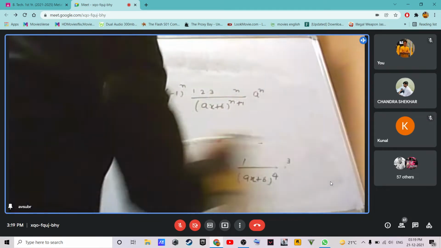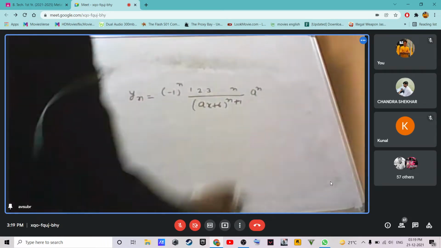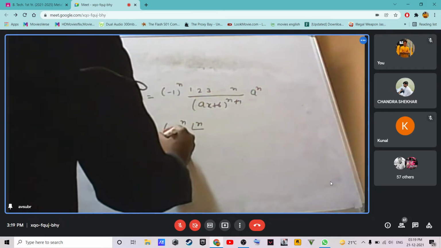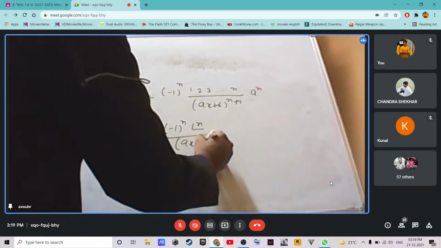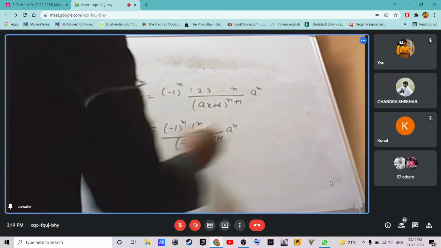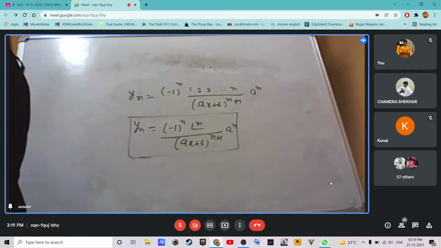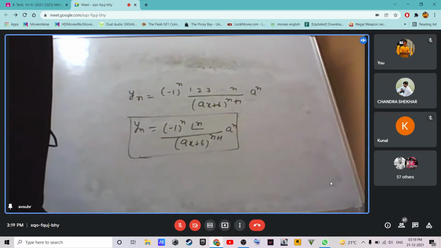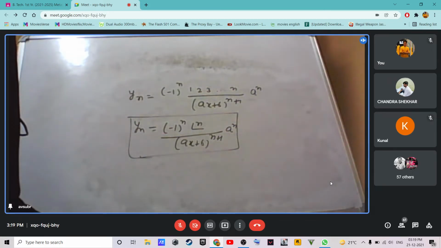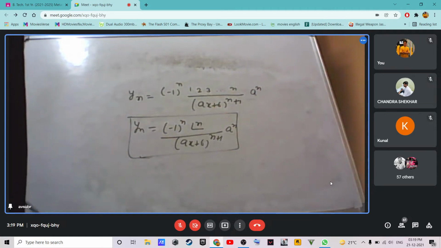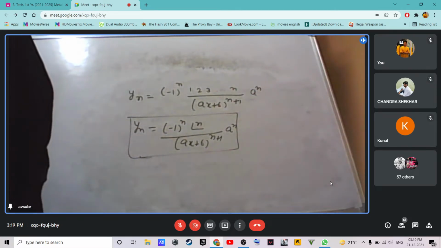So I can also write it like this: the nth derivative is minus 1 to the power n, factorial n, a to the power n, divided by ax plus b to the power n plus 1. So this is what the nth derivative of y will be, where y is equal to 1 by ax plus b.